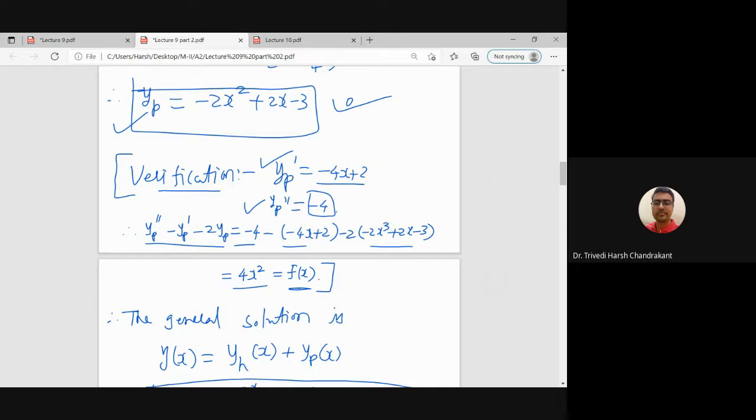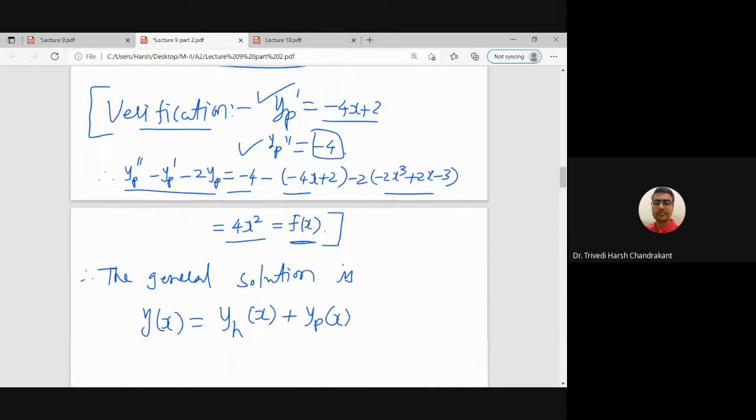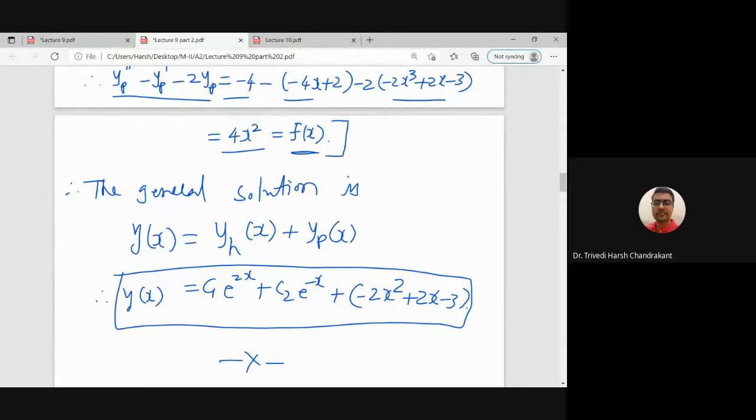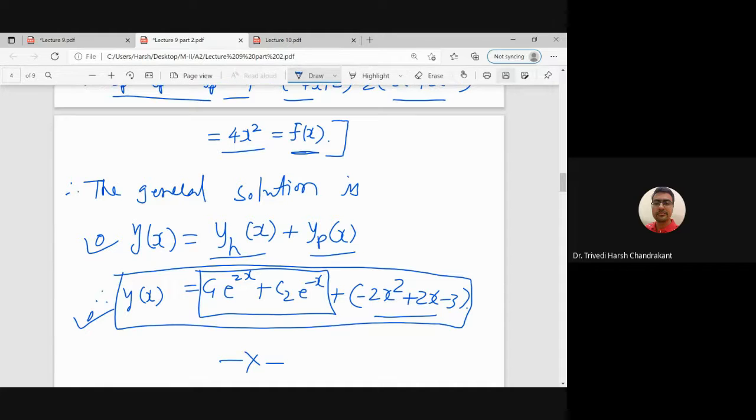So this verification part is just for our check. We don't need to write it in exams. And once we know the Yp, which is a particular solution, we add the particular solution to the homogeneous solution. We get the general solution of the non-homogeneous equation. This we already know, the homogeneous part of this given equation solution is this one. So we added Yp to that, and we got the general solution of the non-homogeneous equation.